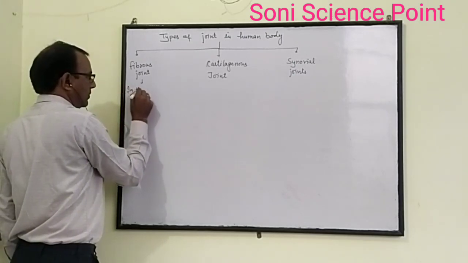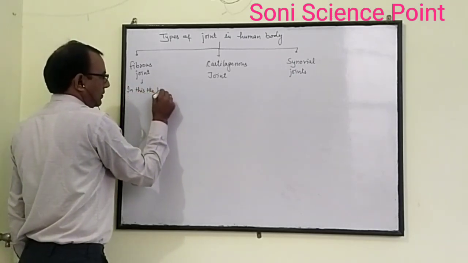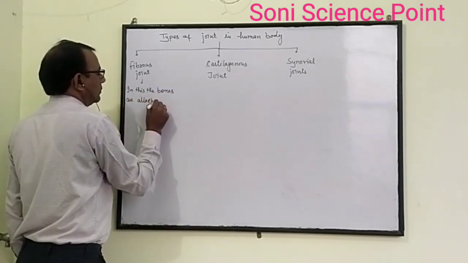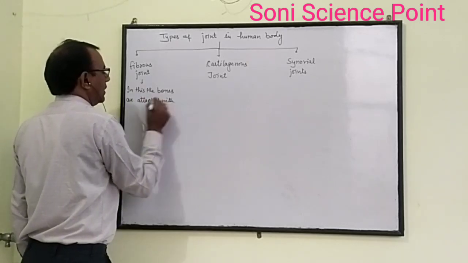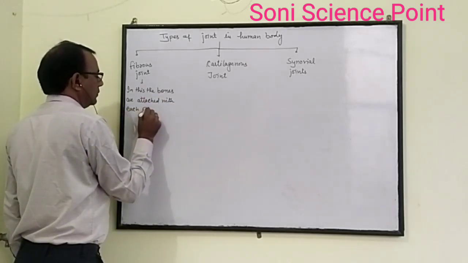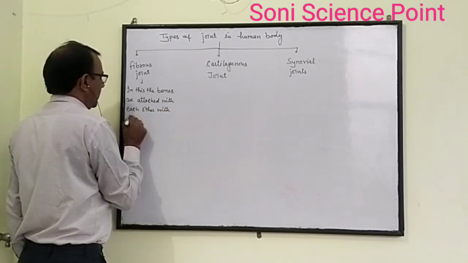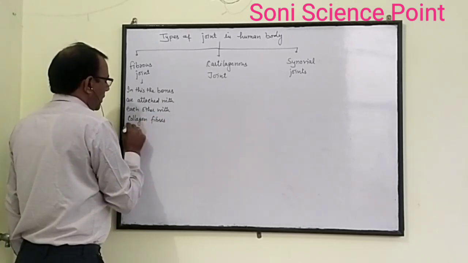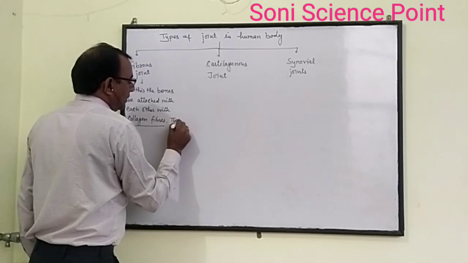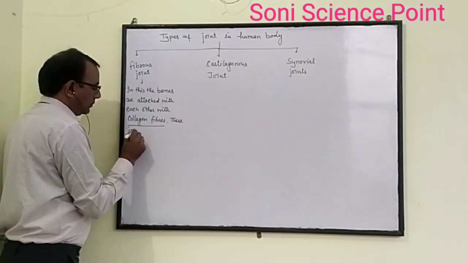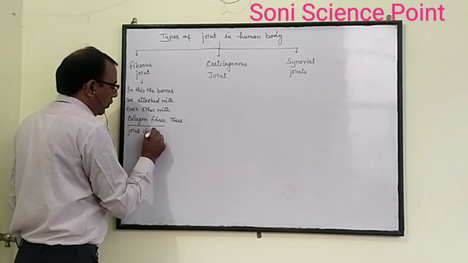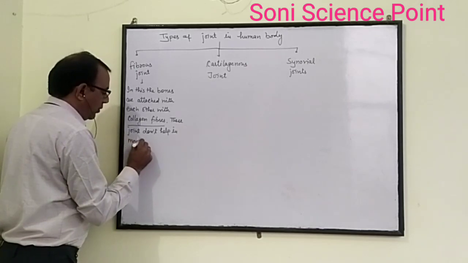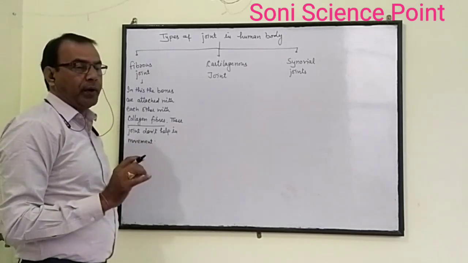In this, the bones are attached with each other with collagen fiber. These joints do not help in movement. Or we can say that this type of joint is not movable.